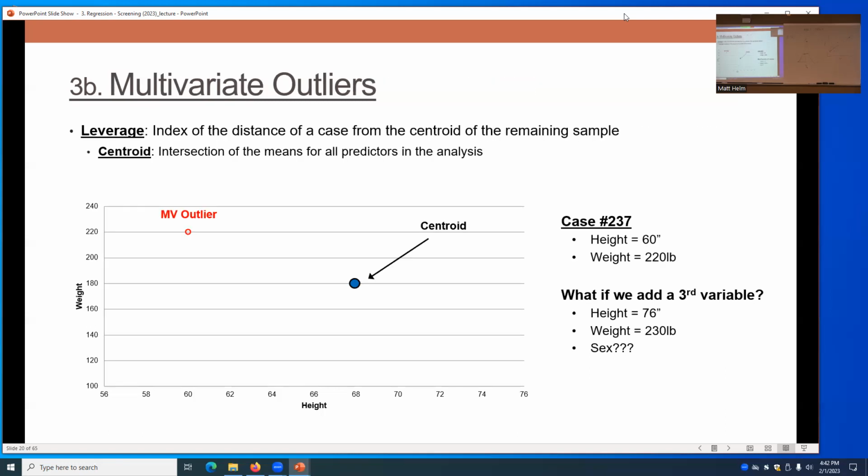Okay. This was me when I used to weigh 230 pounds. Which is not the case.